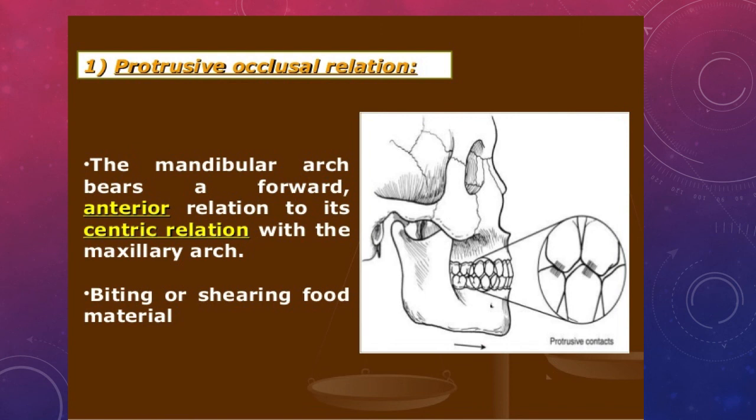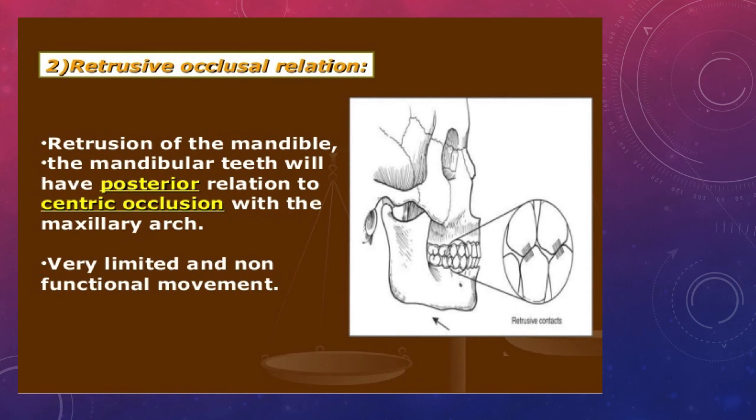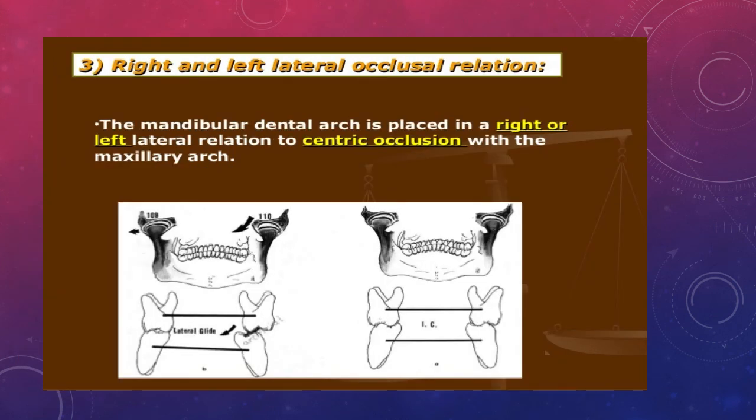Protrusive occlusal relations: the mandibular arch bears a forward anterior relation to centric relation with the maxillary arch, for biting or shearing food material. Retrusive occlusal relations: in retrusion of the mandible, the mandibular teeth will have a posterior relation to centric occlusion with the maxillary arch, a very limited and non-functional movement. Right and left lateral occlusal relations: the mandibular dental arch is placed in right or left lateral relation to centric occlusion with the maxillary arch.